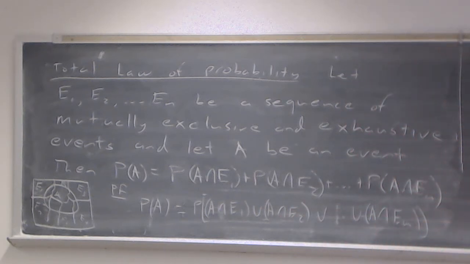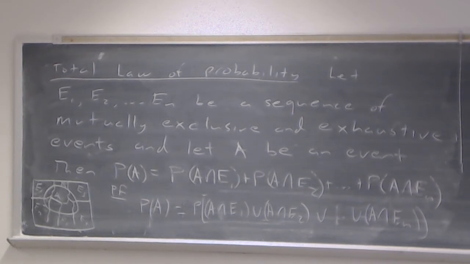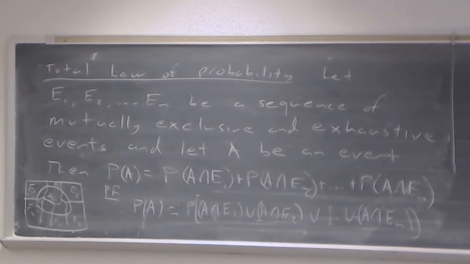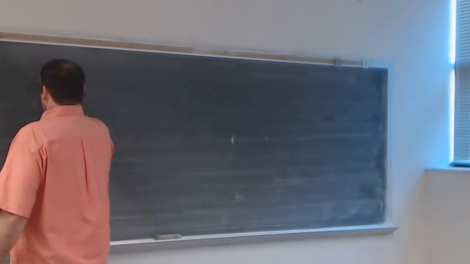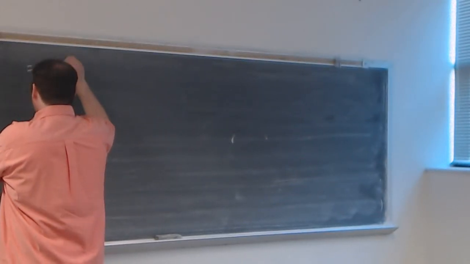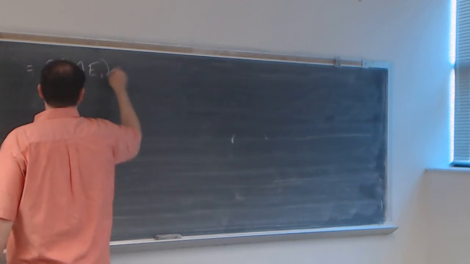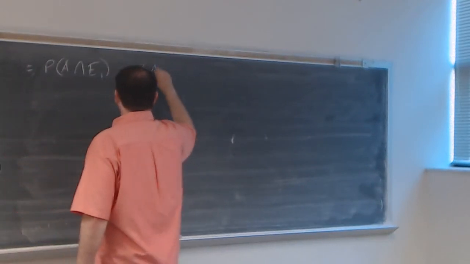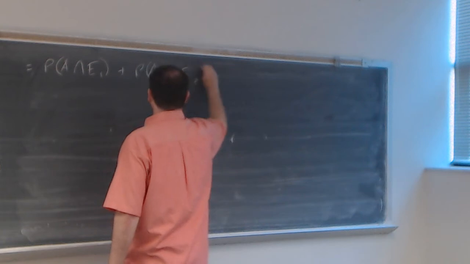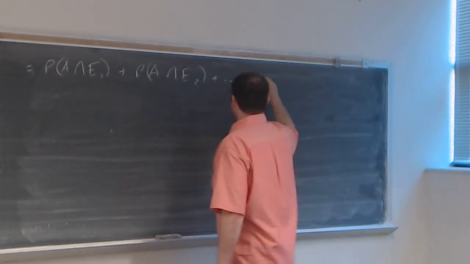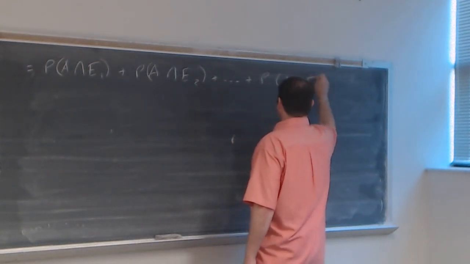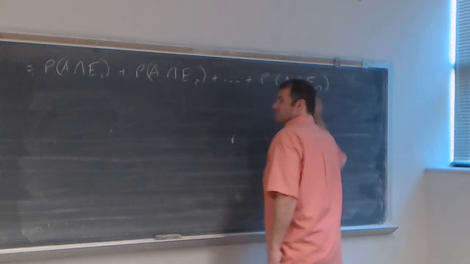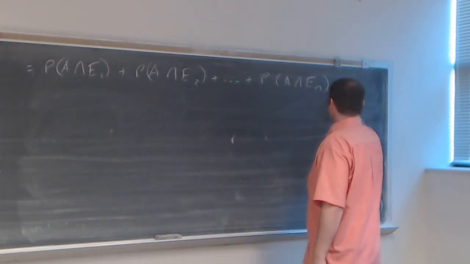Now the mutually exclusive ones give us the result that when I union them up, A intersect E1, A intersect E2 are all mutually exclusive as well. And so what we end up getting is the probability of a union is the sum of the probabilities. That's equal to the probability of A intersect E1 plus the probability of A intersect E2 plus the probability of A intersect En. And that's what we were trying to show. And so that concludes the proof. Very simple.